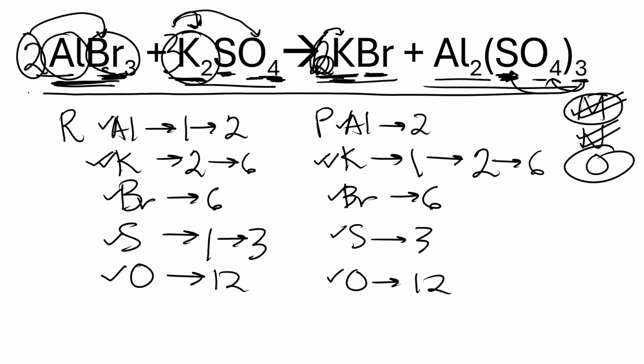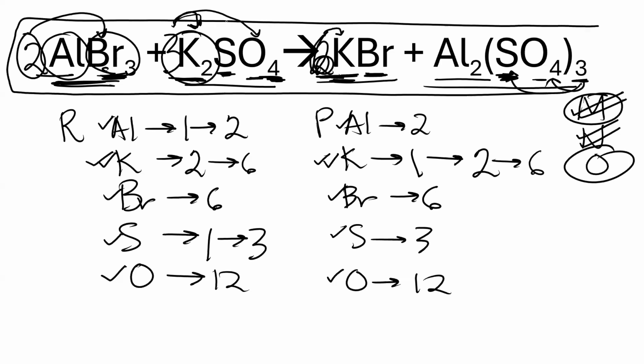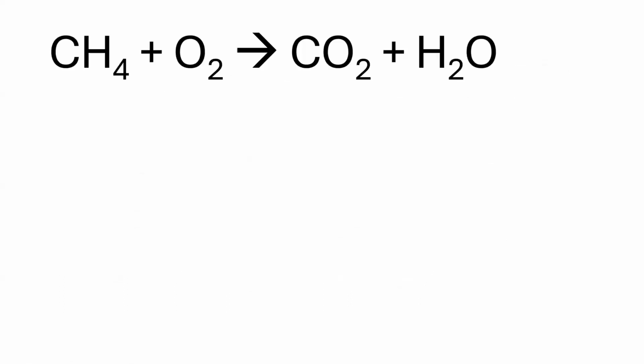Now this is our balanced chemical equation, right? 2 aluminum bromide, 3 potassium sulfate, 6 potassium bromide, and 1 aluminum sulfate. Easy, right? So that makes balancing chemical equations so much easier, right? Next, let's have another problem.